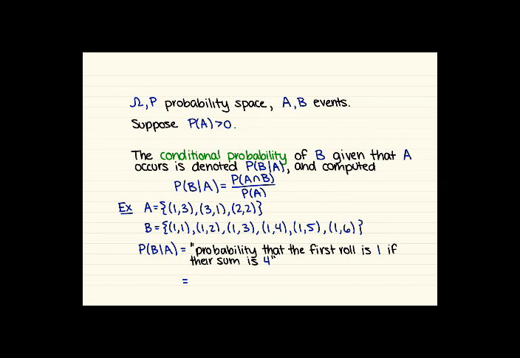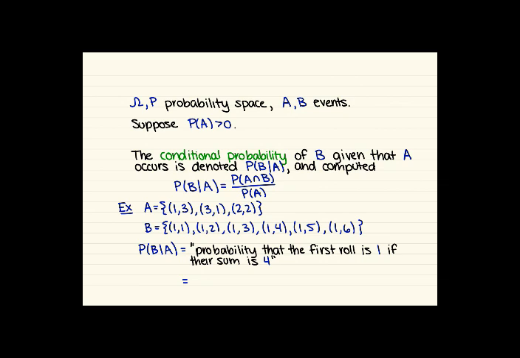Now, once again, we've got our framework with a sample space omega and probability measure P giving us our probability space. A and B are events. Let's suppose the probability of A is bigger than 0, so we've got something that will at least sometimes happen. Then we define the conditional probability of B given that A occurs. We write that P of B bar A, and we compute that as the probability of the intersection of A and B divided by the probability of A.